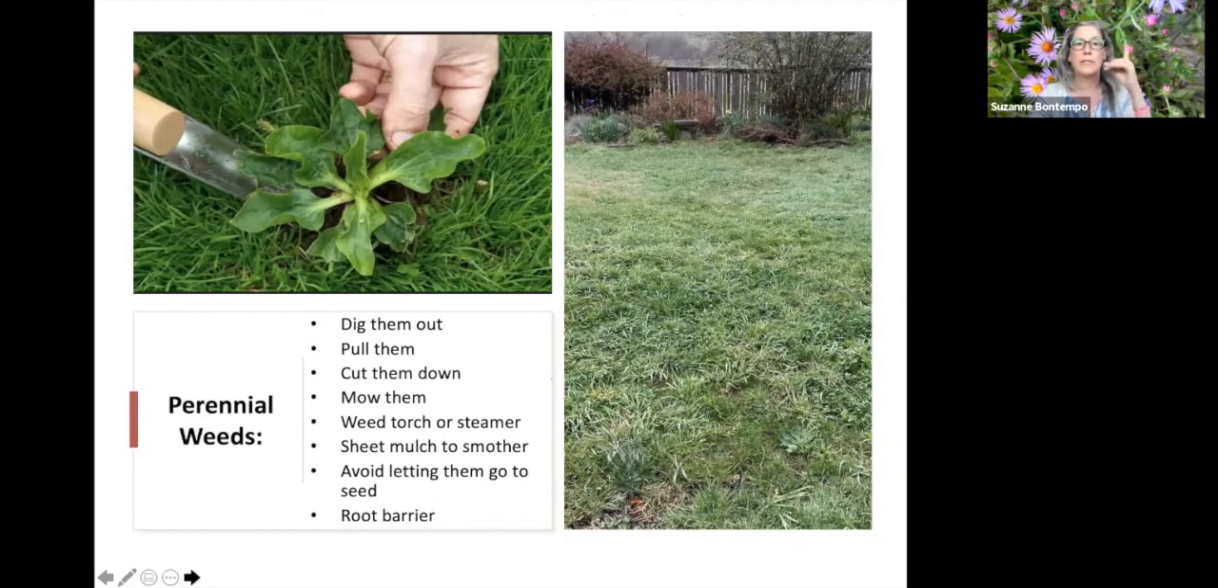Now, perennial weeds, a little different. We're going to dig them out. We're going to pull them out. We're going to cut them down. We're going to mow them. We're going to work with that weed torch or that steamer. We're going to employ those practices of smothering them with sheet mulch. We're going to also avoid letting them go to seed if that's how they spread. Or if it's a case where they grow and spread with a rhizome or a corm or any type of spreading root system, then we can insert a root barrier to prevent them from growing beyond a certain area of our garden.